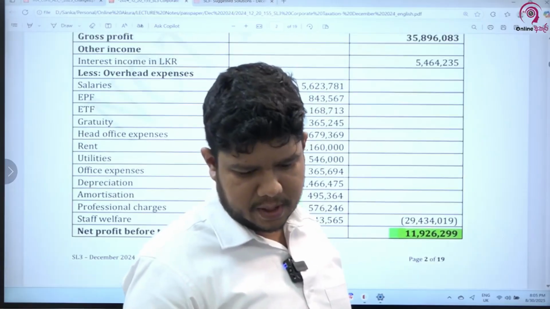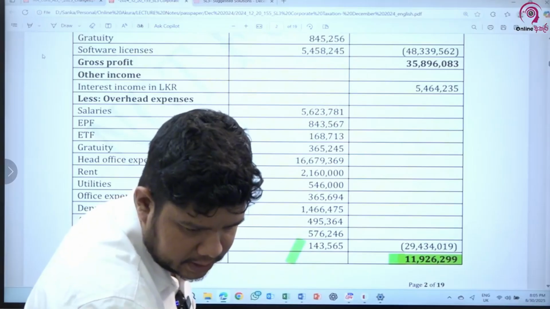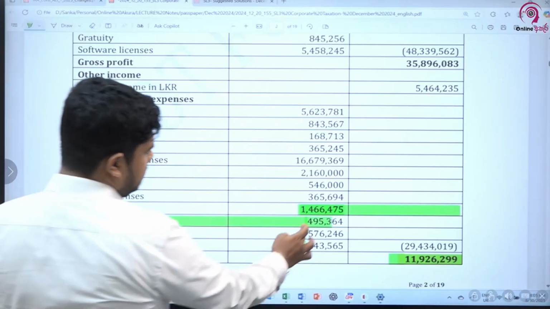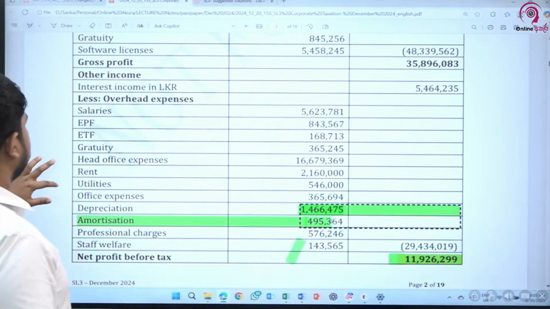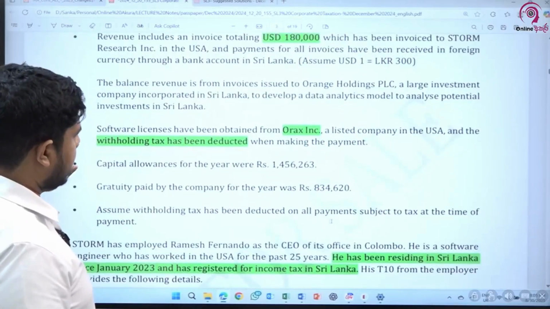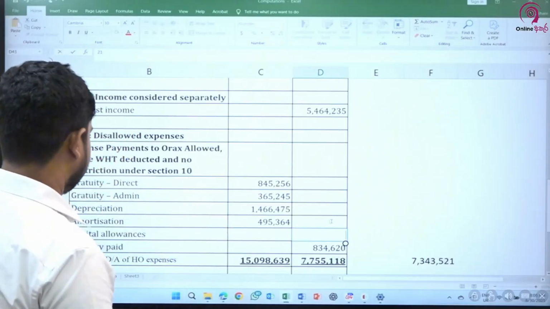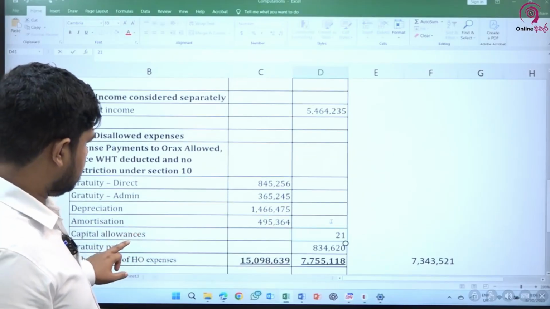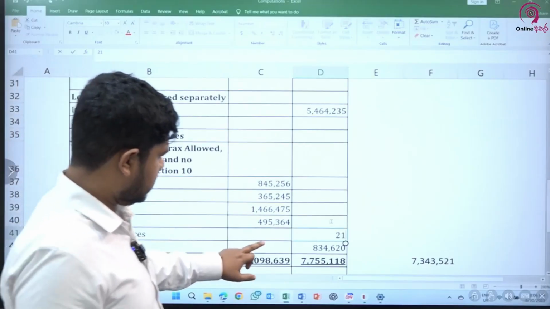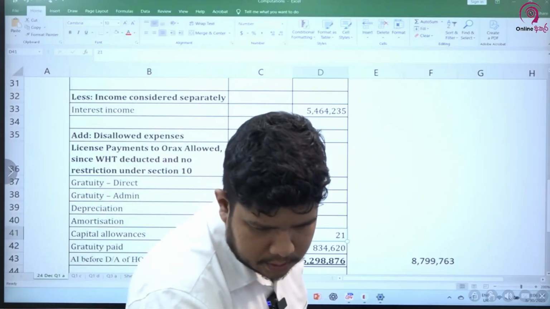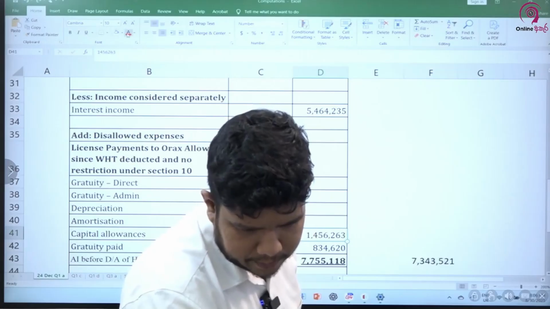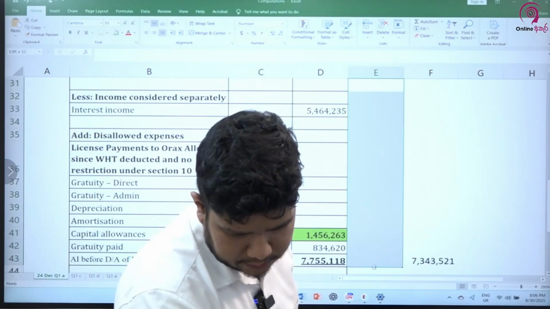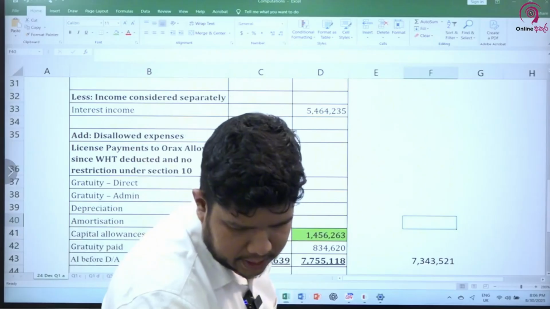In your P&L, see here, depreciation and amortization given, you can disallow it, right? And grant the capital allowance. Here you granted it, not here. This one. So I am marking the adjustment in green color. Now we are discussing one by one, right? So depreciation and amortization also we discussed.